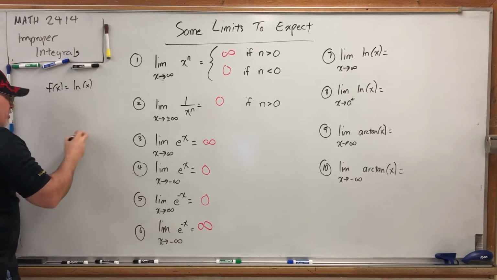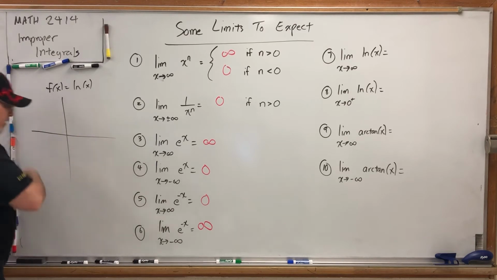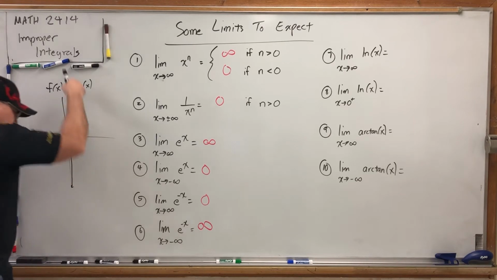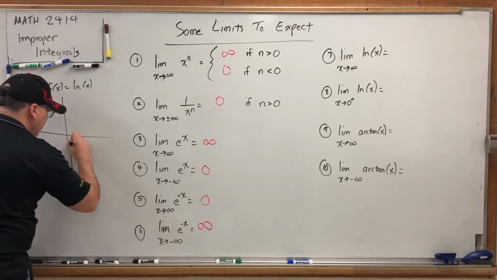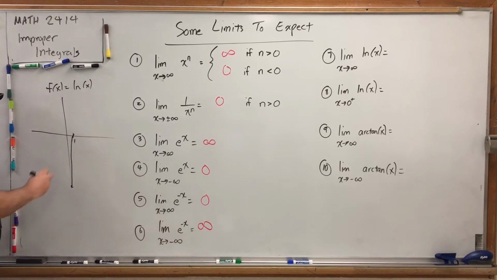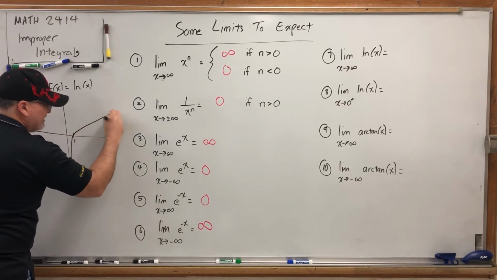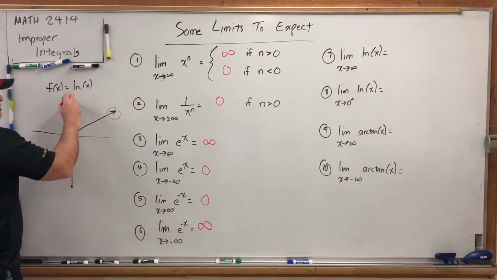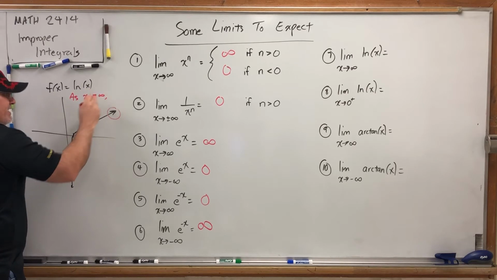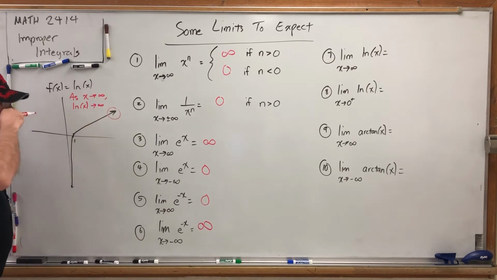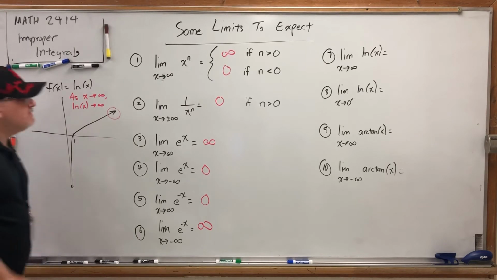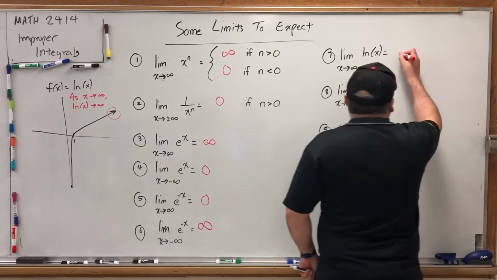F of x equals the natural log of x is only on the right side of the y-axis, starts out plummeting straight down, well, not straight down, crosses the x-axis at 1 because the natural log of 1 is 0, and then slowly but steadily increases as it moves to the right. This right arrow says, as x approaches infinity, as the graph goes forever to the right, the natural log of x approaches infinity at a very slow pace, but it will go up forever, which means that limit number 7 is infinity.